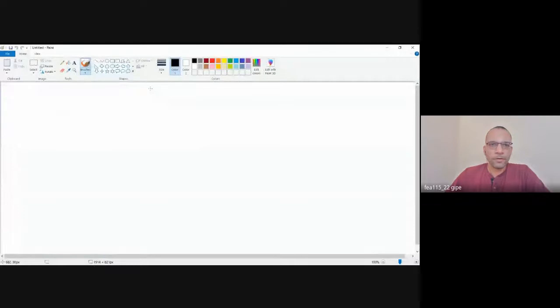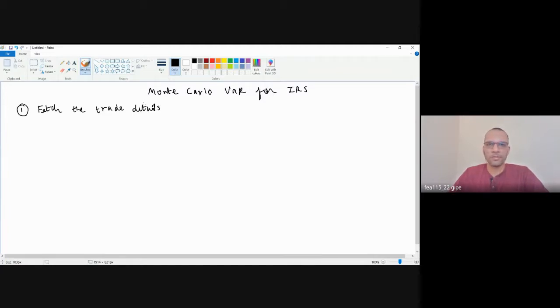Okay, so if we have to calculate a Monte Carlo VAR for, let's say, an IRS, for example, take any product, but maybe we could talk of IRS here. Firstly, once you have a product, you need to fetch the trade details. I'll just give you a rough flow for this, because these are required to understand what is the product that you are exactly trying to calculate risk for. So fetching trade details like your start date, end date, and any other conditions which are there on the swap.